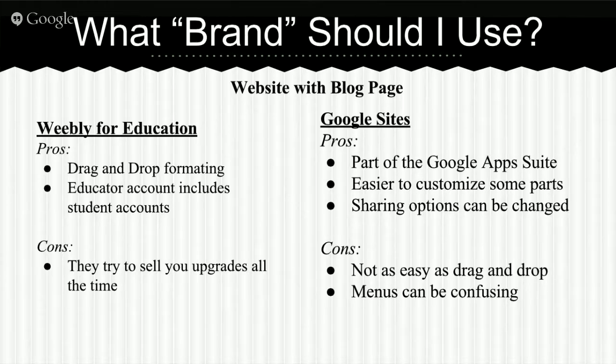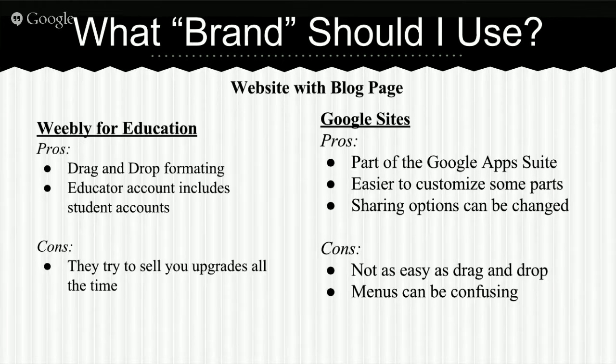So the pros of Weebly is that it's a drag and drop formatting. So if you want text, you drag a little box that has a T on it out there. If you want an image, you drag an image box on there, and you can arrange it like sticky notes kind of. They're called widgets, and you just drag them out there. It makes it really, really easy.